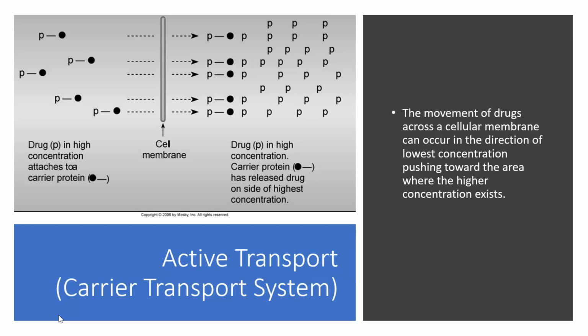If we look here, you can see drug of high concentration attaches to a carrier protein and crosses the cellular membrane. Remember, with passive it wants to equalize, so it's going to equalize. We're going against the grain here. So the carrier protein has released the drug on the side of the highest concentration. The movement of drugs across the cellular membrane can occur in the direction of low concentration, pushing towards the area of higher concentration.